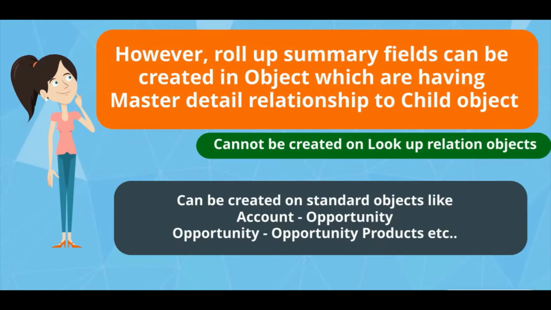It can also be created on standard objects like account for opportunities, and on opportunity we can create it for opportunity products, which means on account you can create rollup summary fields to calculate the count or sum or max or minimum of any of those fields on opportunity. Same way with opportunity products. In here account is the parent and opportunity is the child. Same way here opportunity is the parent, opportunity products is the child.